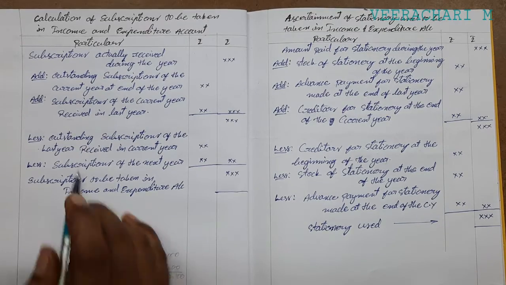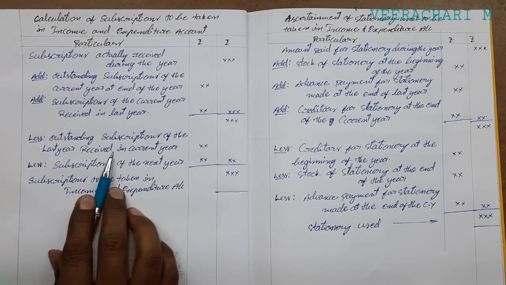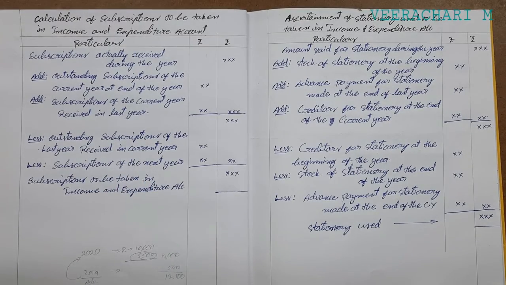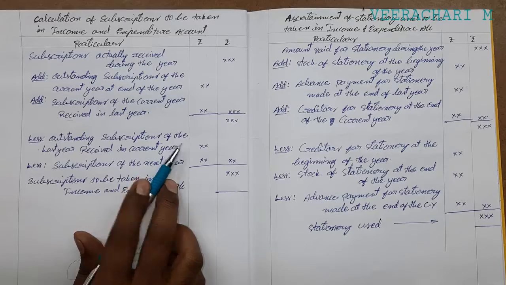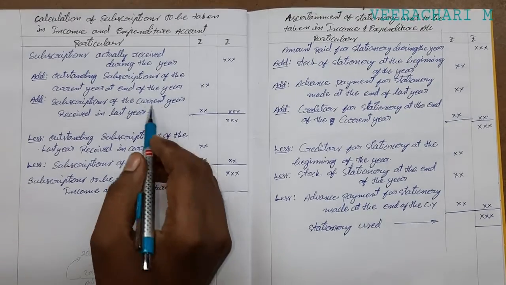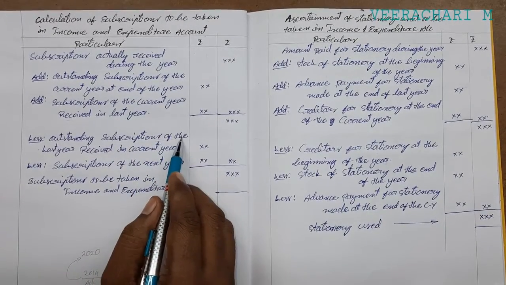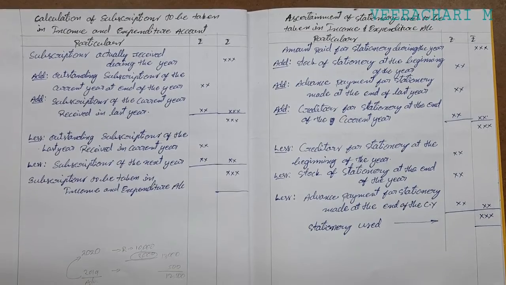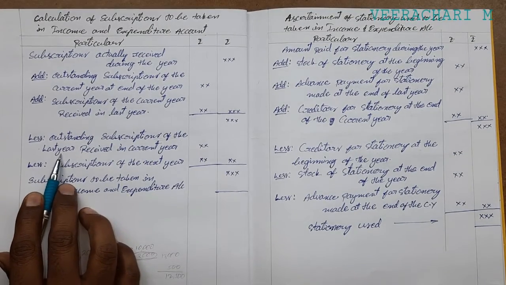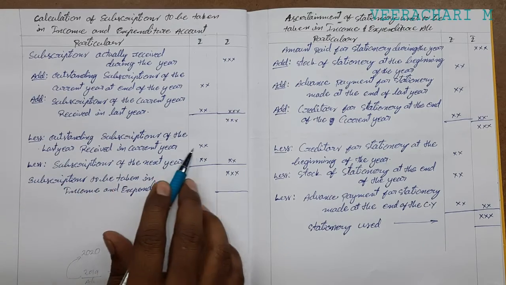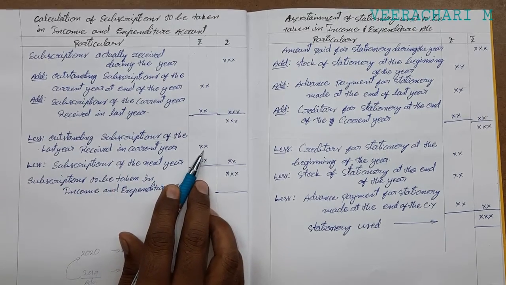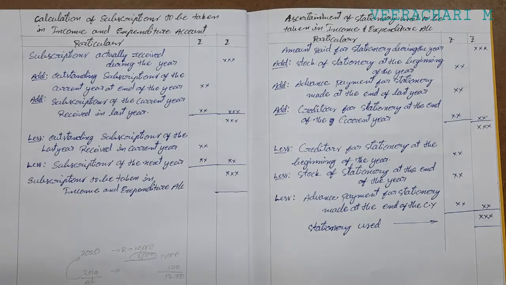And the outstanding subscriptions of the last year received in current year. Actually, they are outstanding subscriptions of last year. So which year is it income? It is last year's income, but received in the current year. So if it is received in the current year, you should deduct it from the subscriptions received amount of the current year. That is the main one.